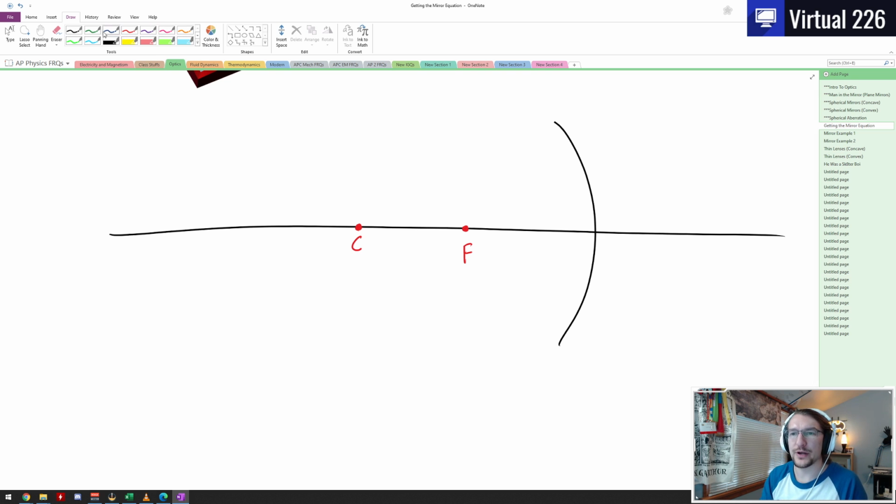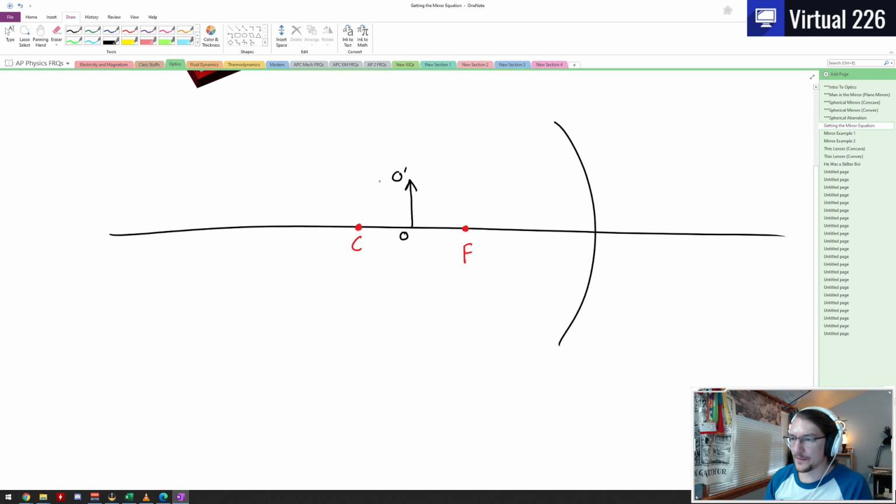And then what we're going to do at this point is draw in an object. So let's take an object and put it between the focal point and the center of curvature. So here's going to be our object right there. Let's call the bottom of the object point O, and let's call the top of the object point O prime. Okay?